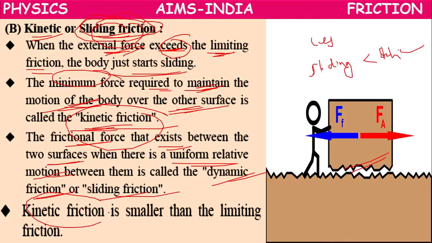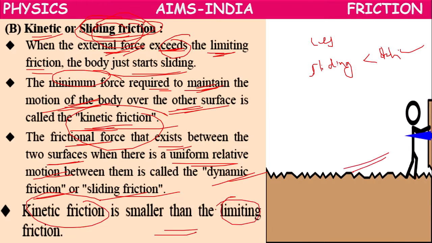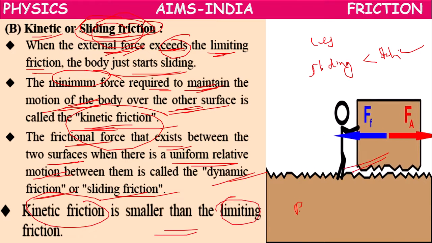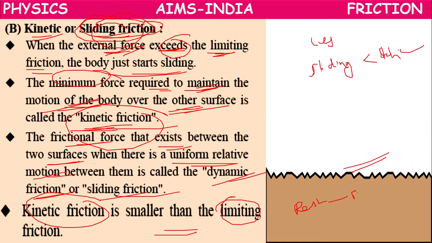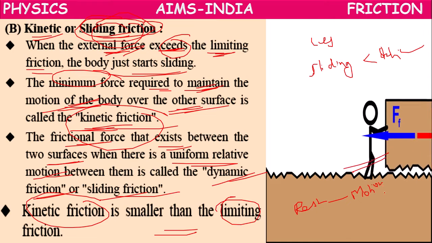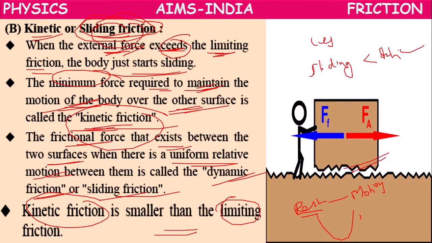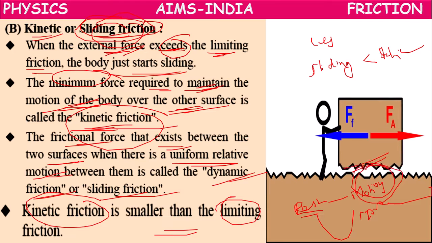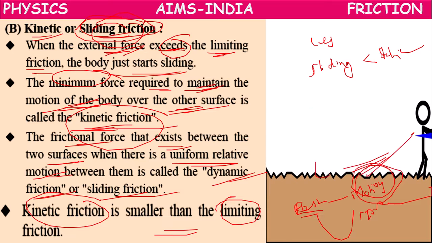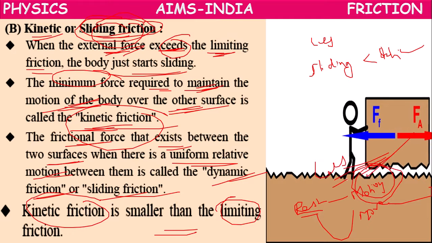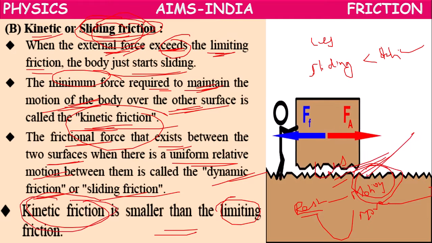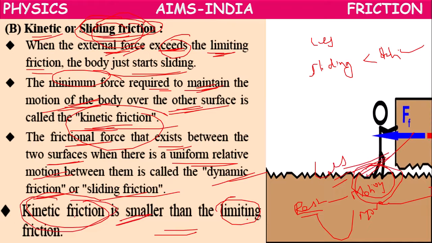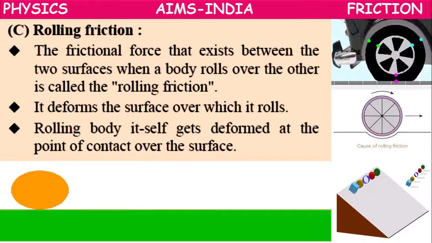This kinetic friction is smaller than limiting friction, because to make it move from rest to motion, more force we have to apply. If it is already in motion, to continue the motion, less force we have to apply. So kinetic friction is always smaller than limiting friction.